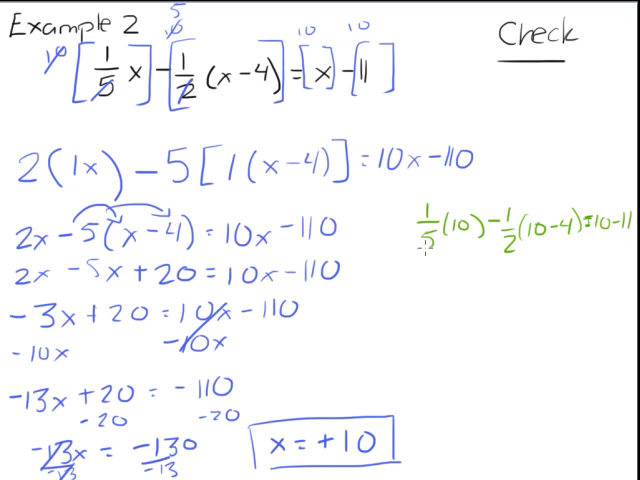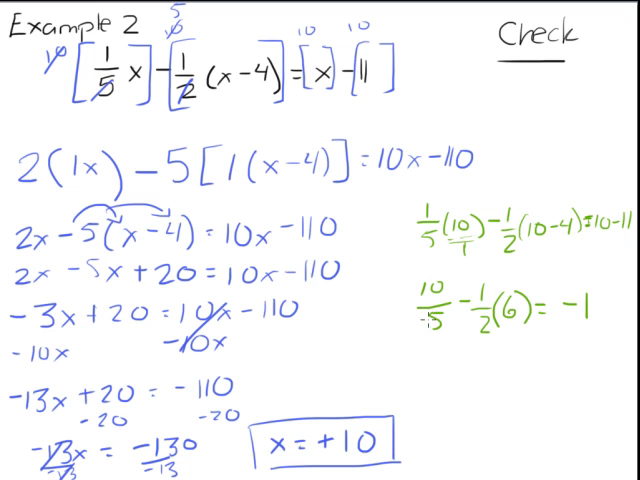Okay, so let's work this out here. So technically there is a 1 under here. So 1 times 10 is 10. 5 times 1 is 5. Okay, I'm going to work out this bracket here. So I'm going to still have my 1/2. 10 minus 4, that's 6. 10 minus 11, that's negative 1.